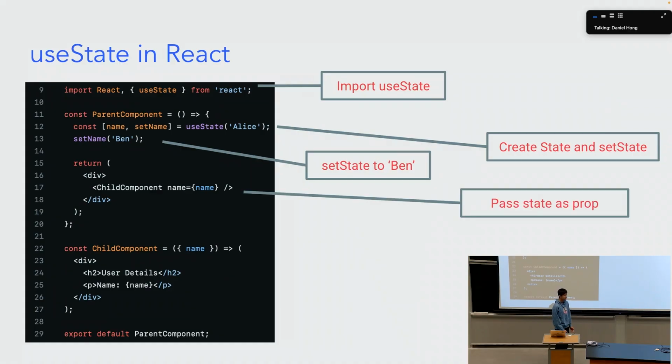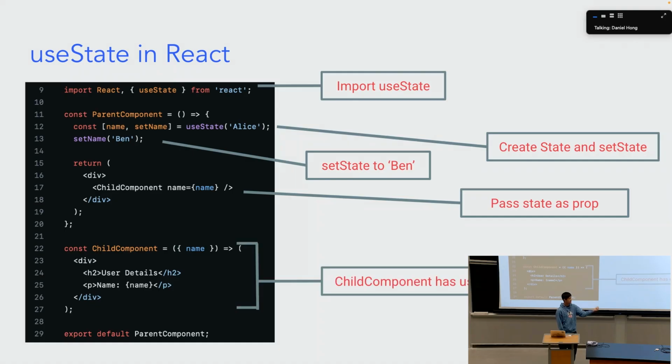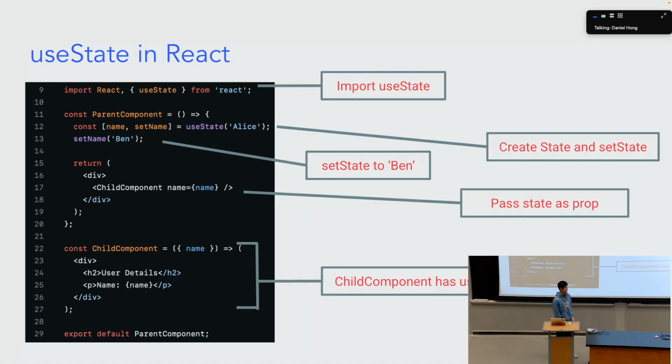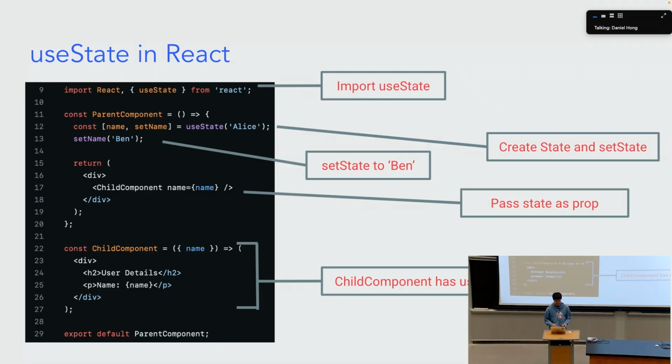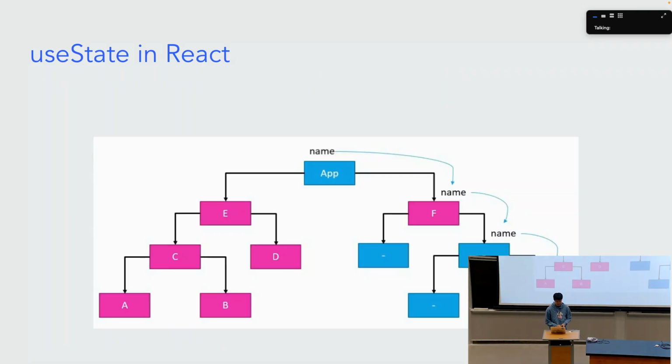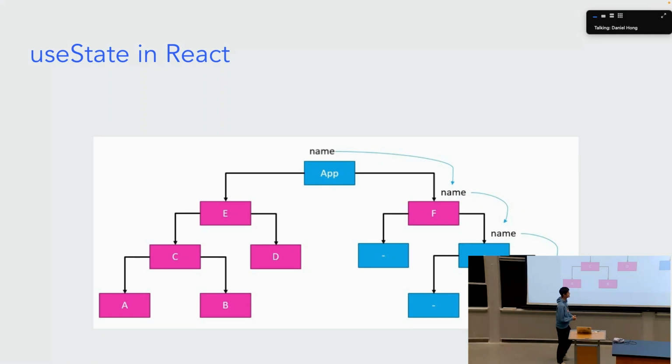In general, if we want to pass this state into a child component, what we need to do is pass it in as a prop to our child component. Then our child component will be able to access it using the props that are passed into it. Here we pass in the name as a prop to the child component, and then it's able to use name as a prop.